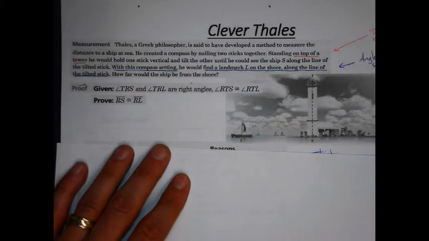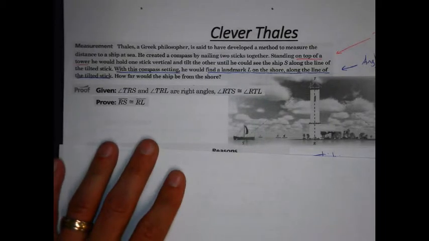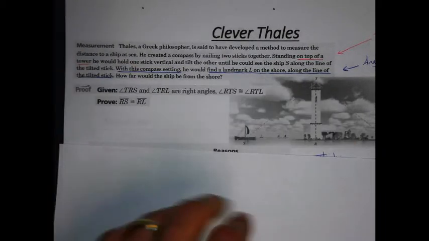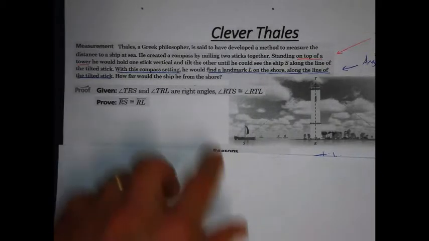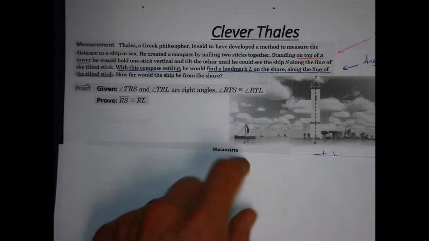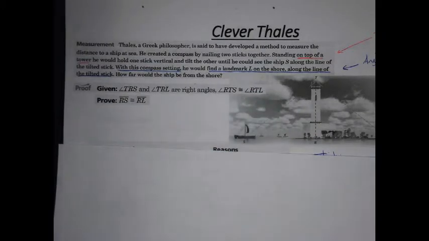Word problem. Yay! Let's talk about clever Thales, shall we? So Thales, Greek philosopher, said he developed a method to measure the distance of a ship at sea. He created a compass by nailing two sticks together. That's cool. Then, standing on top of a tower, he would hold one stick vertical and tilt the other until he could see the ship S along the line of the tilted stick.